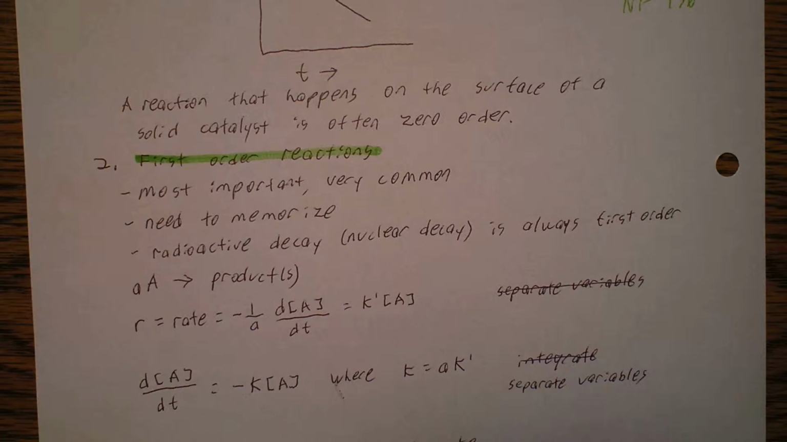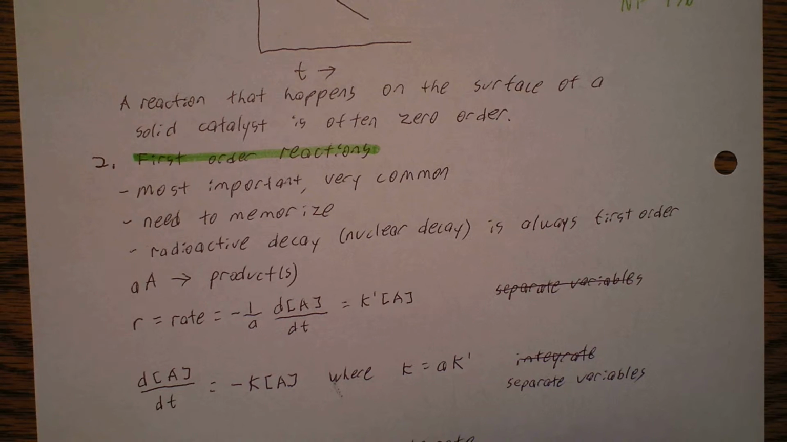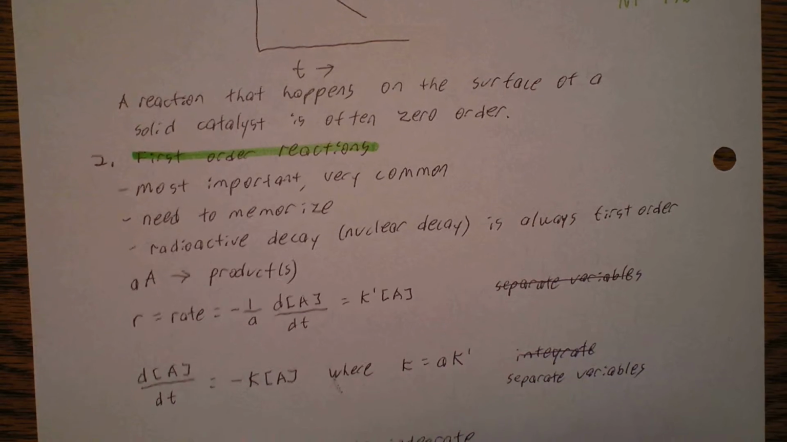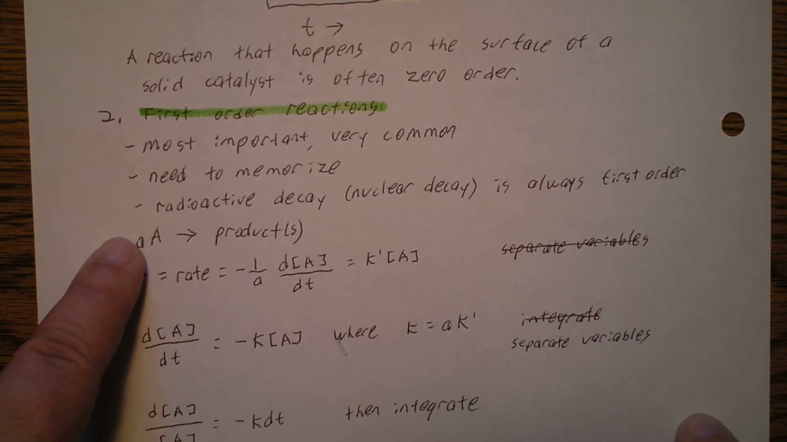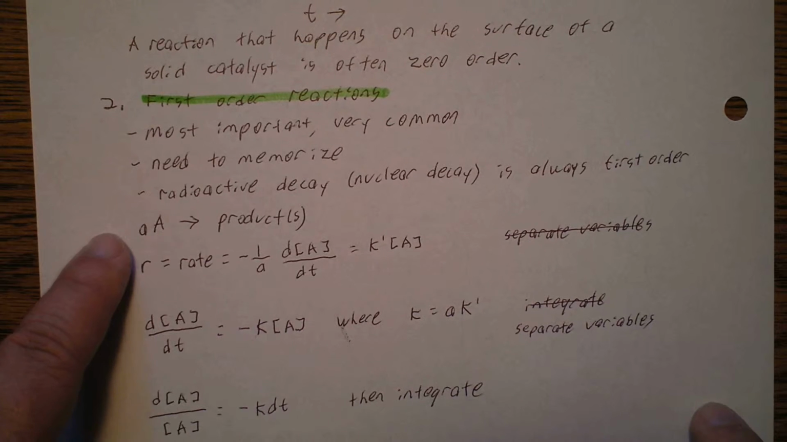Now let's talk about first-order reactions. Now these are very important, very common. And this you should memorize for the test. An example of this might be radioactive decay, nuclear decay. And that's always first order. It's not really chemistry, but it's sort of a cousin of chemistry.